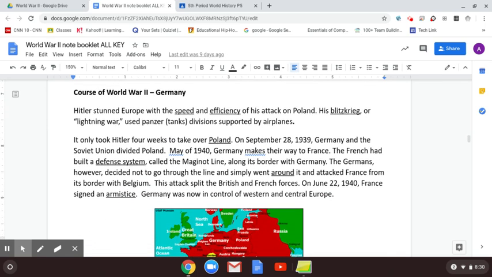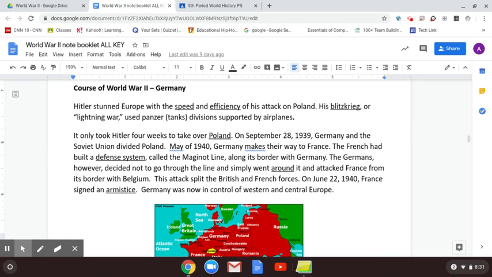All right. So now we're getting really into World War II. We're going to start here with the course of the war, the course of World War II, Germany's side. All right, so Hitler stuns Europe with the speed and efficiency of his attacks on Poland. A lot of people consider the start of World War II to be Germany's invasion of Poland. You could point to the actual start of the war in a few different places, but this is where a lot of people consider the start of the war. And their attack on Poland surprised everyone. It was so fast and so efficient that Poland was taken over almost immediately.